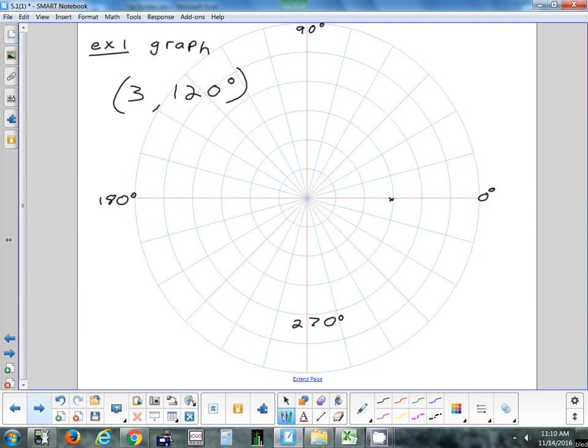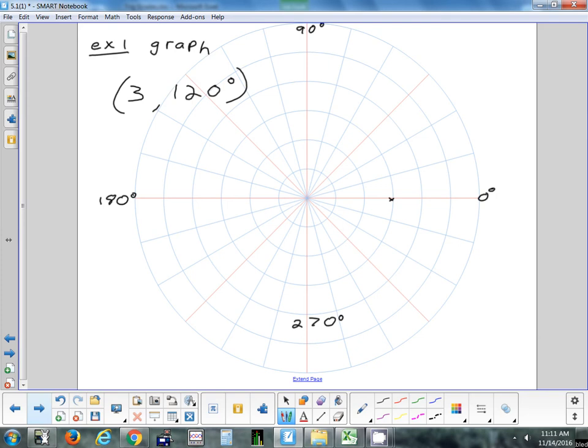Now from that point, I'm going to move 120 degrees. On my graph paper, I think each line is 15. So it's 15, 30, 45, 60, 75, 90. Some graph paper has more lines, some has less, just like regular graph paper. So I'm going to move 120 degrees. Which way am I going to move, clockwise or counterclockwise? Counterclockwise. Yep, counterclockwise.